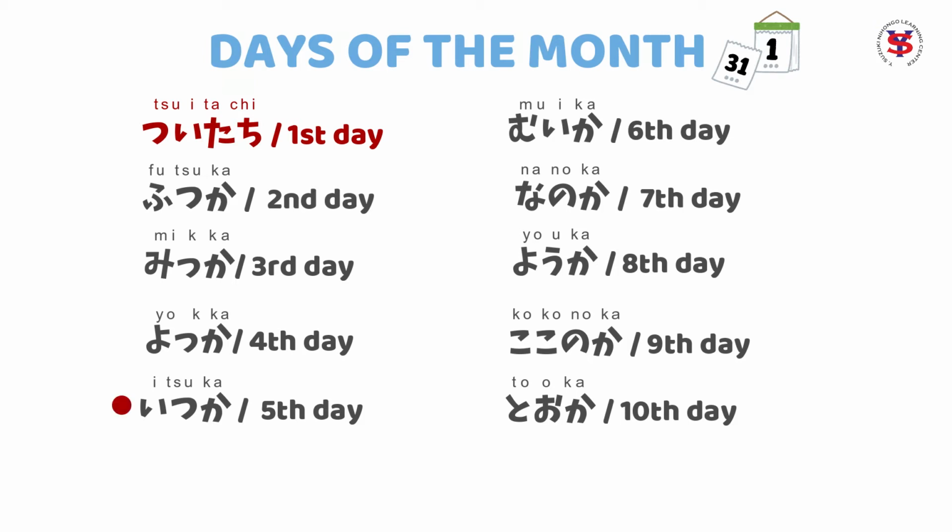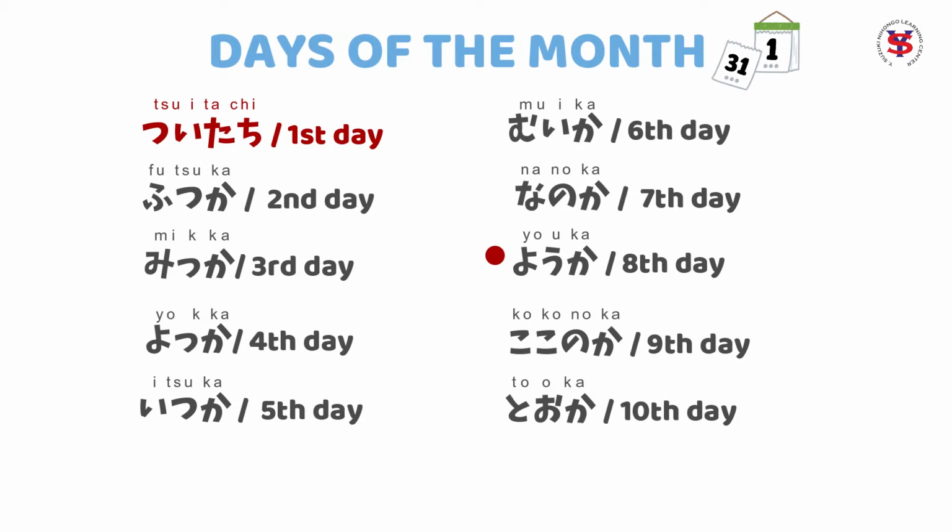Okay? Now, fifth day of the month, itsuka. Shorten ulit natin ang tsu pag magpo-pronounce tayo ng mabilis. Now for the sixth day, it's muika. For the seventh day, nanoka. Finally, meron na tayong memorization technique. Ang nanoka, nanggagaling siya sa nana, 7, di ba? So, pag narinig natin or nakita natin yung na sa days of the month, alam na natin na 7 na yan.